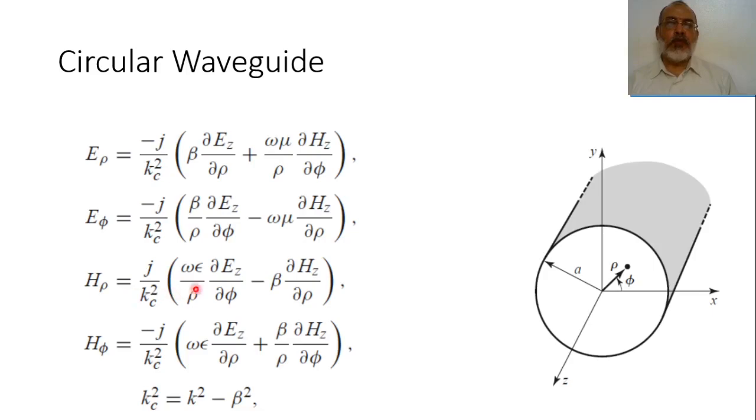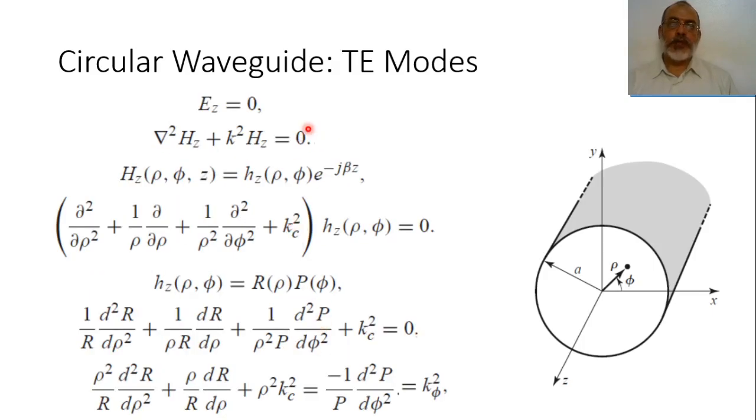Now, if you are assuming that Ez equals 0, this would be transverse electric field component or transverse electric field modes. If I'm assuming Hz equals 0, this would be transverse magnetic modes. We are going to start with transverse electric modes. In transverse electric modes, Ez would be 0.